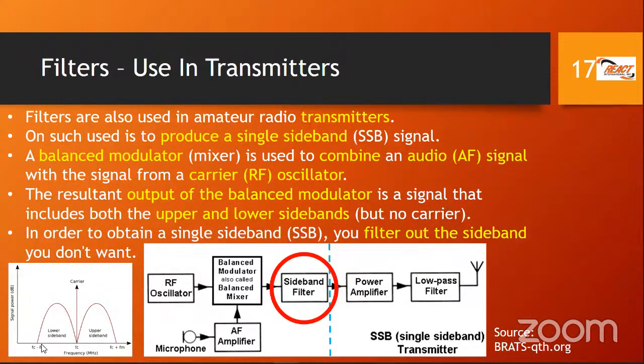It either filters out the lower sideband if we're operating in upper sideband mode, or if we want to operate in lower sideband mode, it will filter out the upper sideband. And that's what the sideband filter stage of the circuit does. And that's why we see filters are also used in amateur radio transmitters, because the filter is used to take the double sideband, or the upper and lower sideband, and just filter it out and leave you with either lower or upper sideband only, so that you could operate SSB, single sideband.